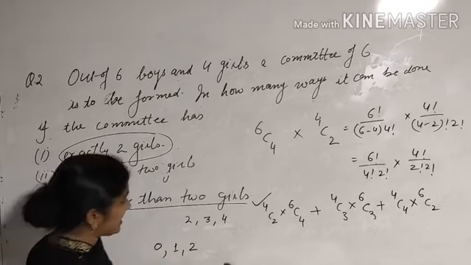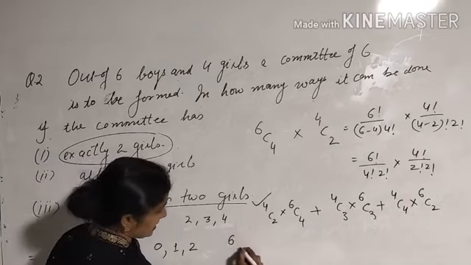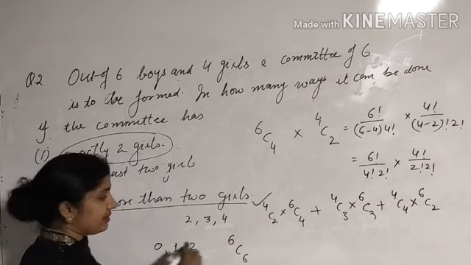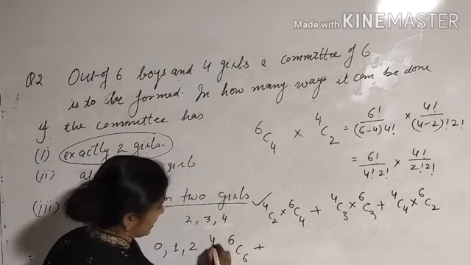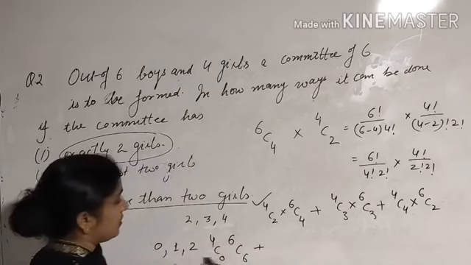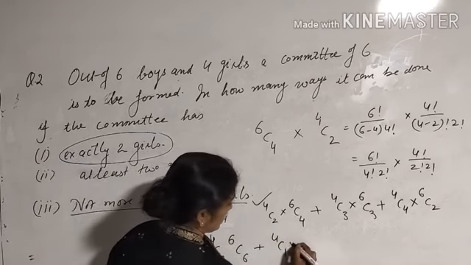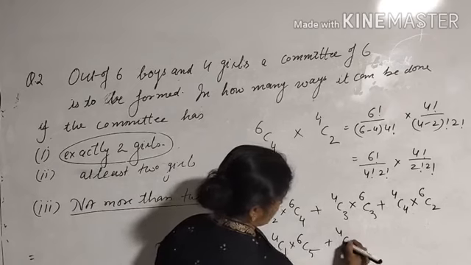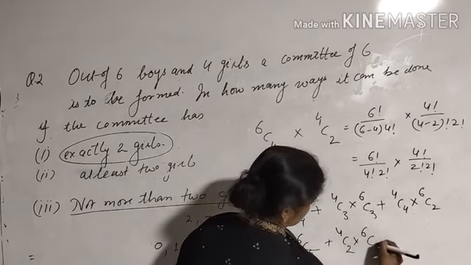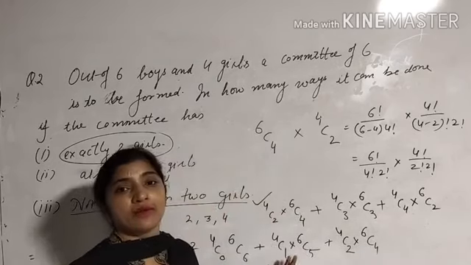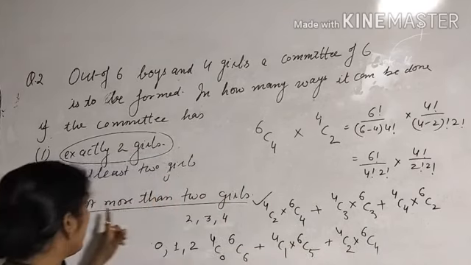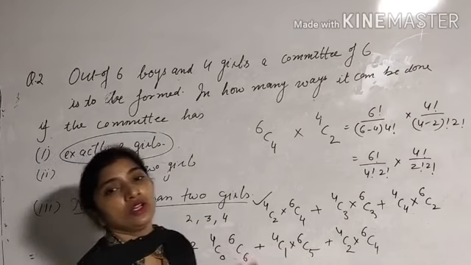Okay, and in that case we have 6C6, if we don't want to take any girl, or you can write over here 4C0, or 4C1, 6C5, or 4C2, 6C4. So this is the number of possible ways if you want to make a committee of 6 by taking not more than 2 girls.